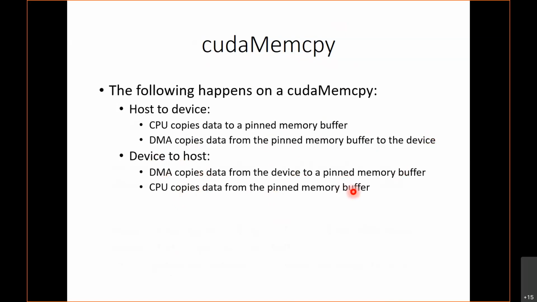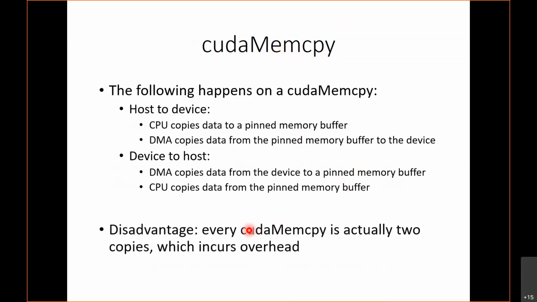So as you can see, whenever we call CUDA memcopy, we're not doing just one copy. We're actually doing two copies. One copy is between the regular CPU buffer and the pinned memory buffer, and the other copy is between the pinned memory buffer and the device memory. And obviously, doing two copies instead of one incurs overhead. Okay?